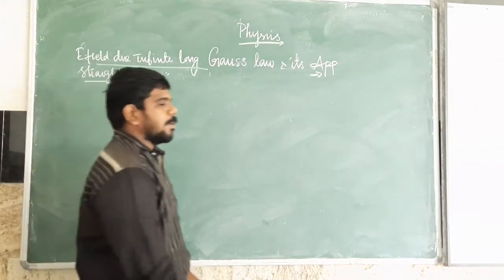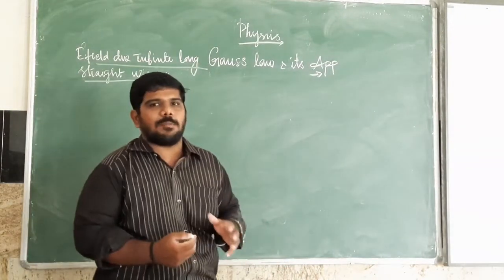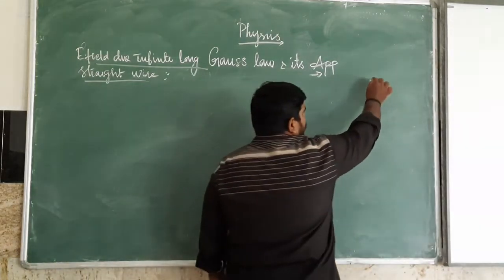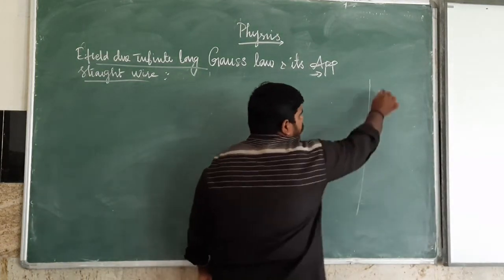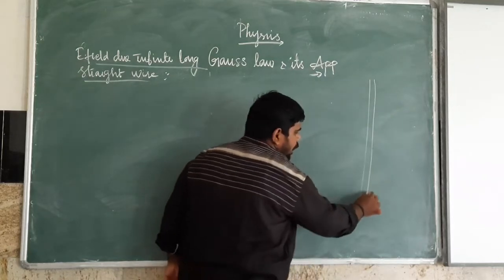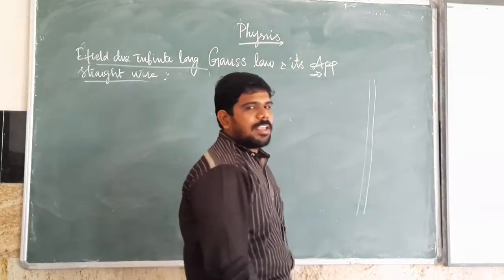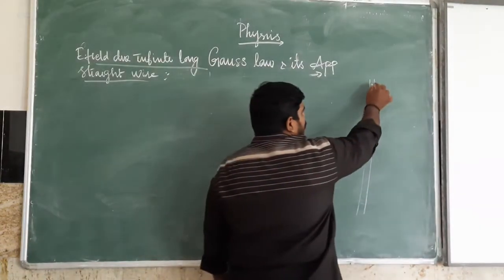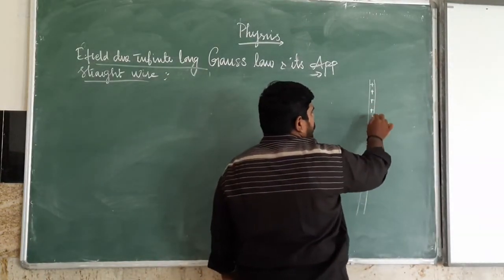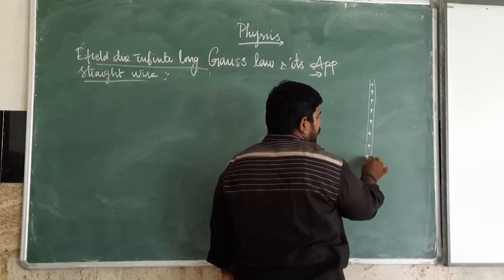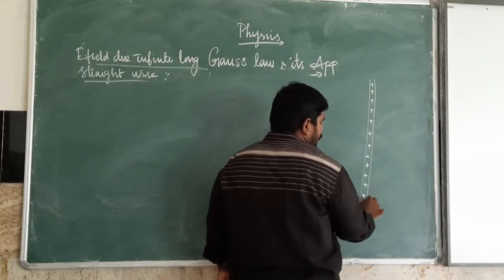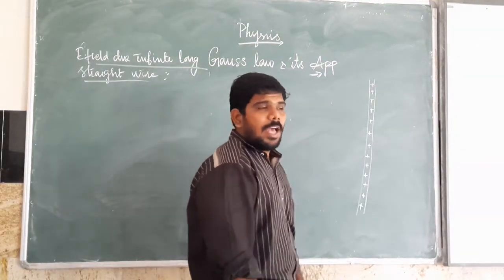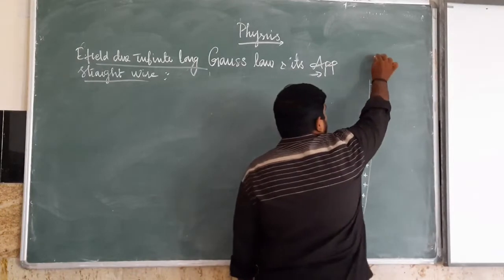So we have the first point. Here you have to write almost 6 or 7 points. So the first point: consider an infinitely long straight wire having a linear charge density lambda.